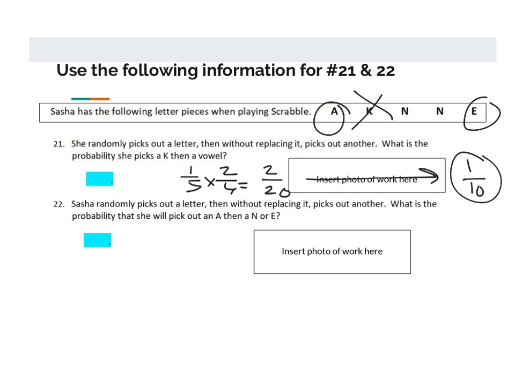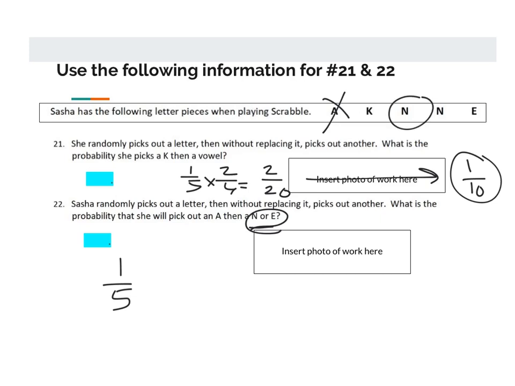The next question says Sasha randomly picks out a letter, then without replacing it picks out another. What is the probability that she will pick an A and then an N or an E? So this is again dependent because she's not replacing that A. So let's look at her first event. The chance of her picking an A is still 1/5. There's only one A. But now that A is gone, and now it's saying what's the chance of her getting an N or an E.